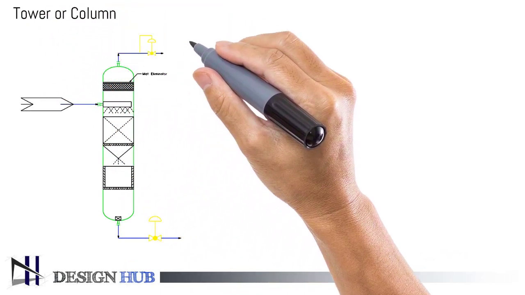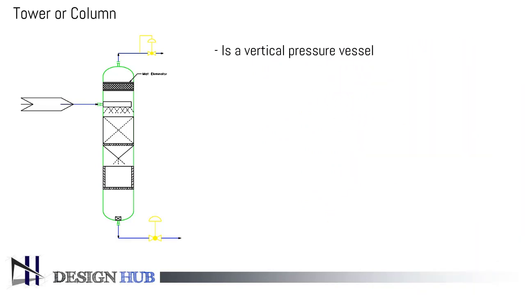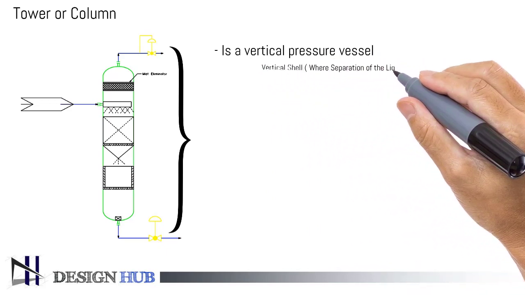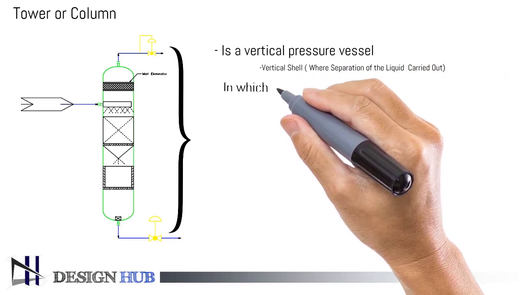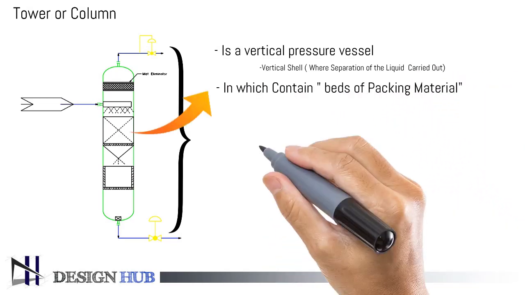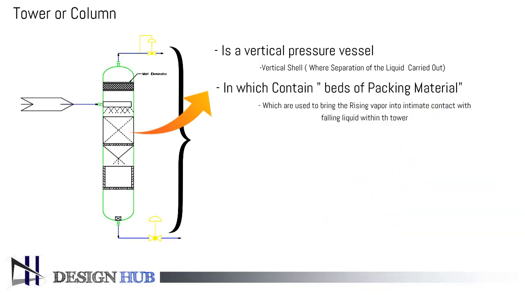Tower is basically a vertical pressure vessel where separation of the liquid is carried out, which contains beds of packing material. These packings are used to bring the rising vapor into intimate contact with the falling liquid within the tower.